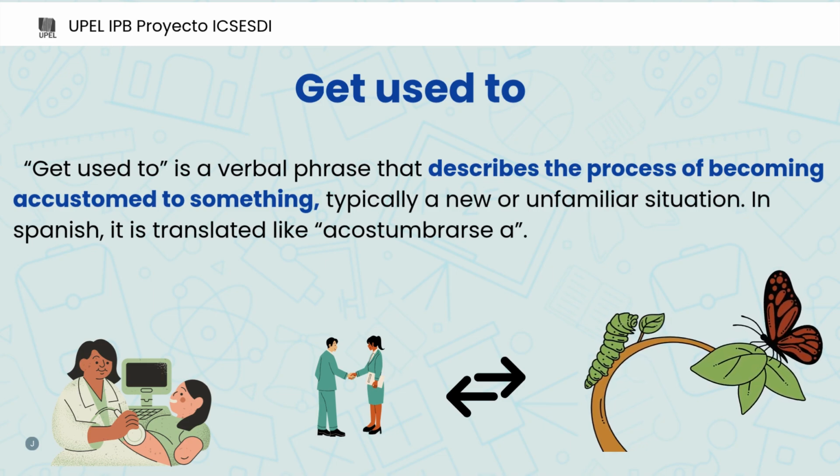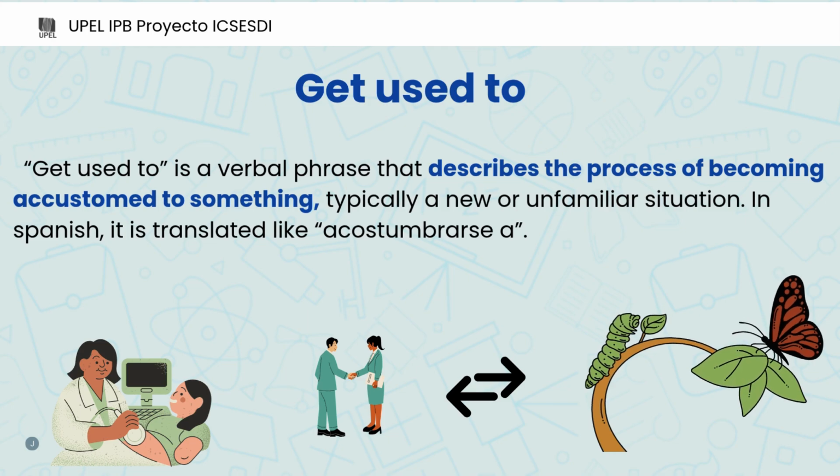Now, let's talk about the verbal phrase "get used to." Pay attention because this is completely different to the first one. "Get used to" is a verbal phrase that describes the process of becoming accustomed to something, typically a new or unfamiliar situation. In Spanish, it is translated as "acostumbrarse a." So it talks about adaptation, processes, and changes.